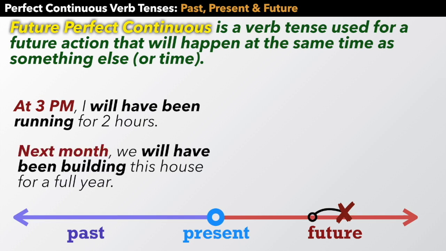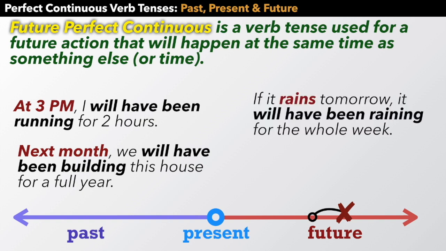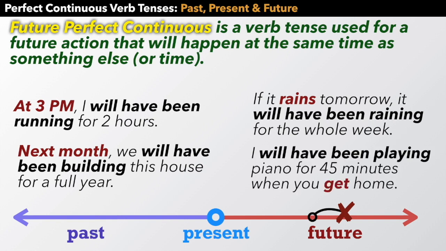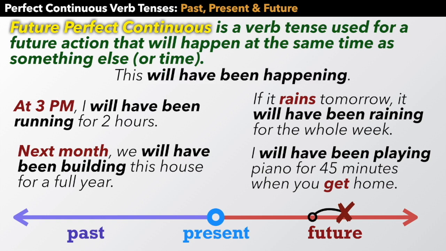Next month, we will have been building this house for a full year. If it rains tomorrow, it will have been raining for the whole week. I will have been playing piano for 45 minutes when you get home. We can see the black verbs, will have been, happens before the red verbs. This will have been happening.